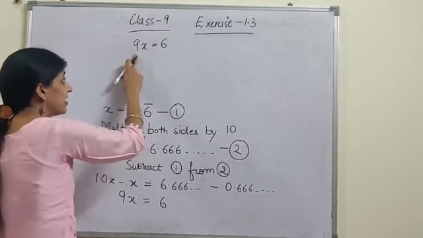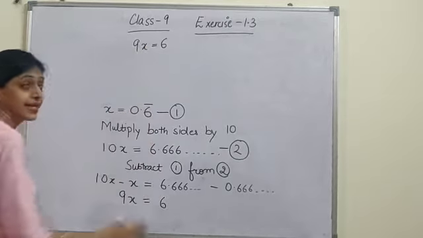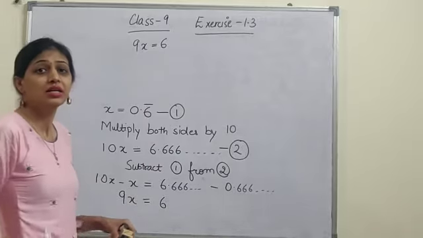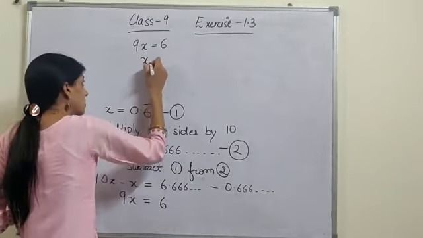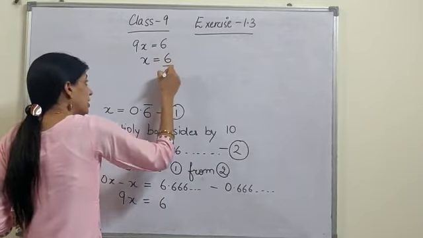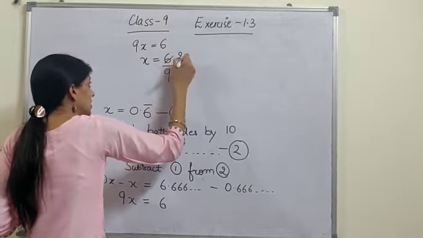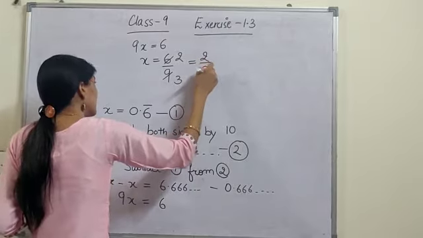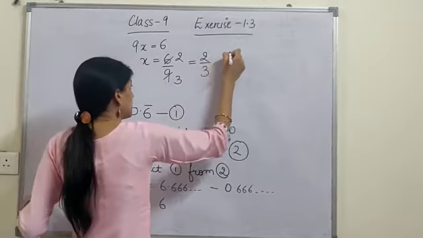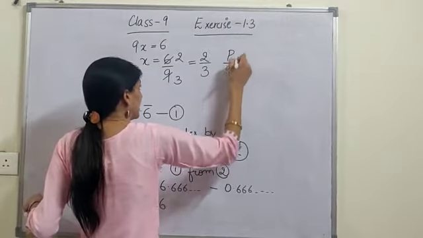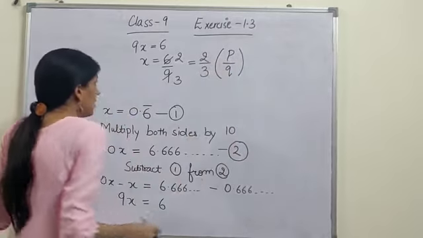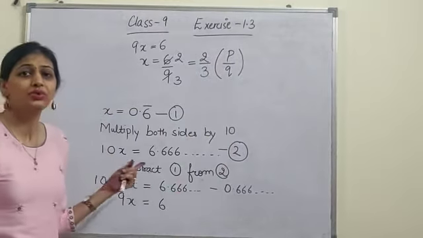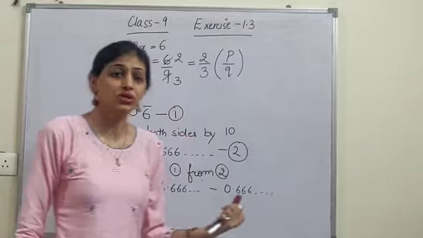This 9 from the left hand side, when it goes to the right hand side, it comes in division. So it comes out to be 6 upon 9. 3 twos are 6, 3 threes are 9. So the final answer is 2 by 3, and this is your P by Q form. Okay, so in this way you can solve this question.